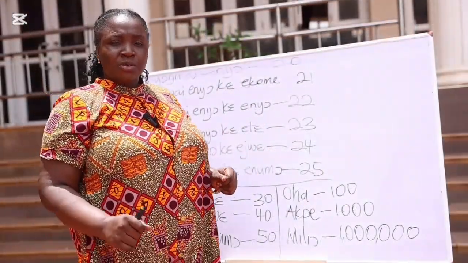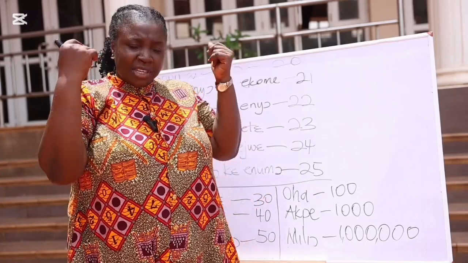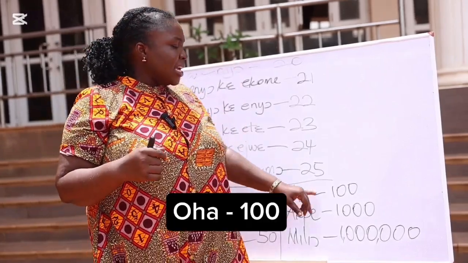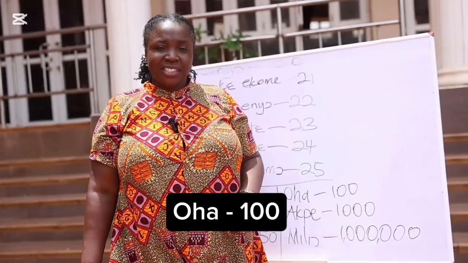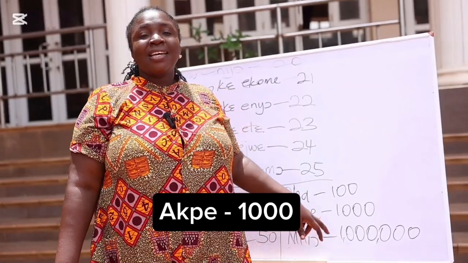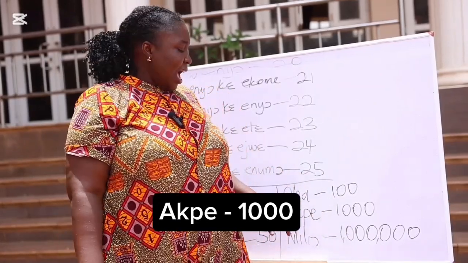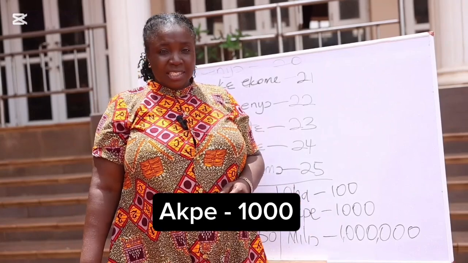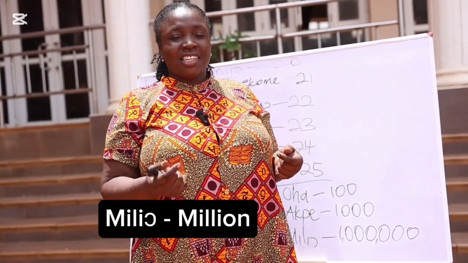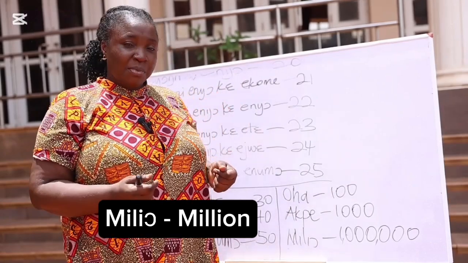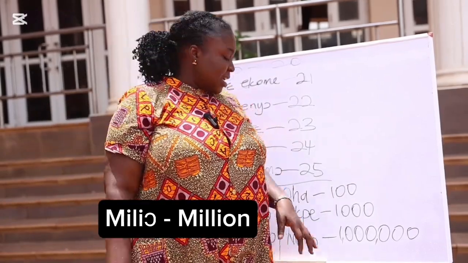Let's move on with the tens and the hundreds. Oha is 100. Akpe is 1,000. Million is million in English. It sounds the same, but the spellings are different.